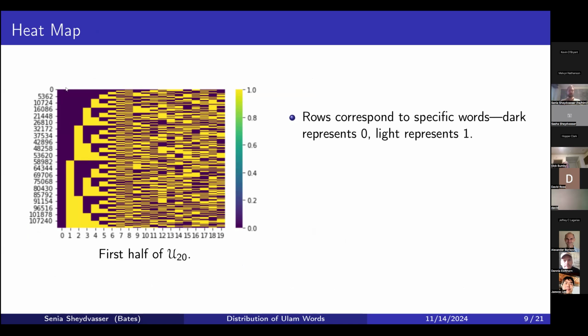Every row in this picture corresponds to an Ulam word of length 20. The way you read it is that each square, if it's dark, represents a 0. If it's light, that represents a 1. So this top row at the beginning would be something like 0, 0, 0, 0, 0, 0, 0, 0, 1, 0, 0, 0, 0, 1, 1, 1, 0, 1, 0, 0, 0.